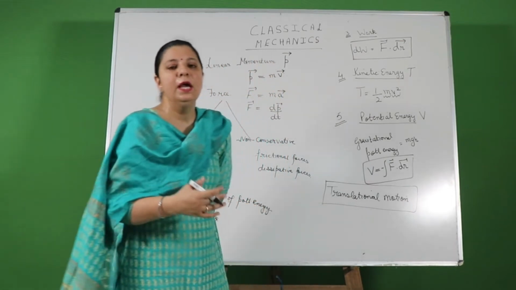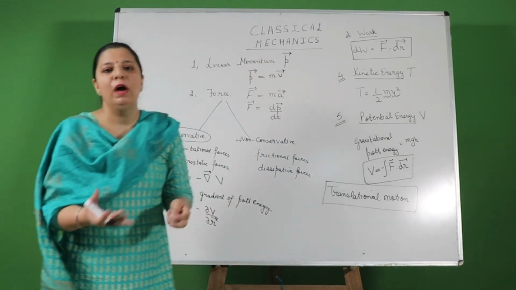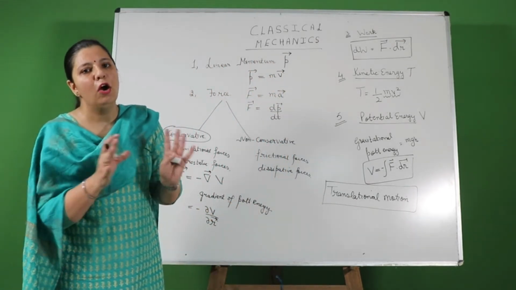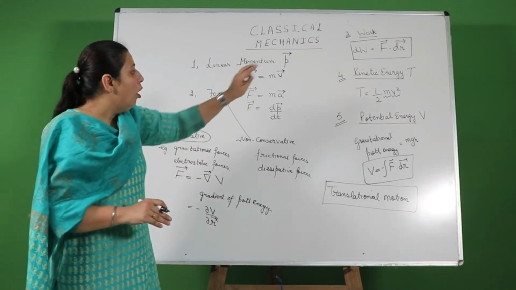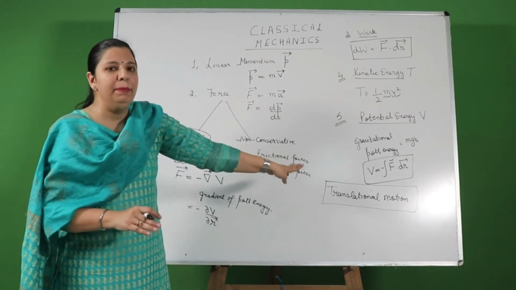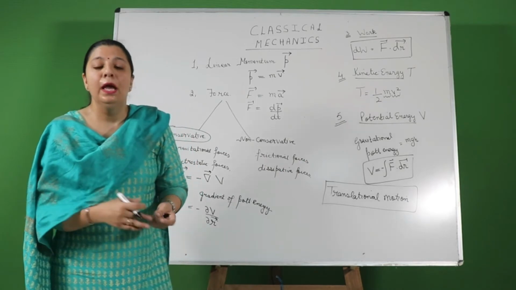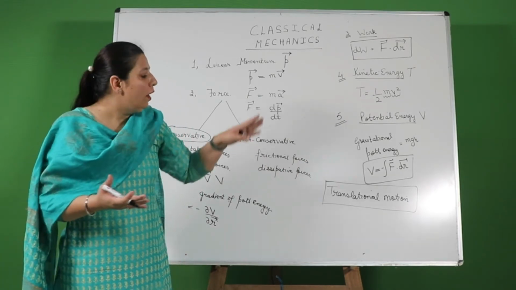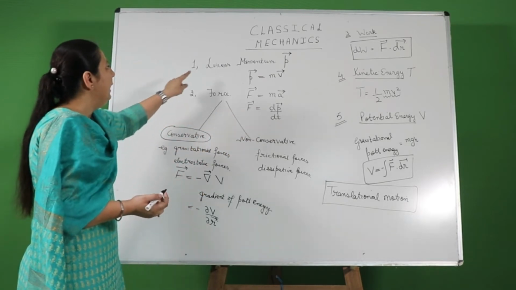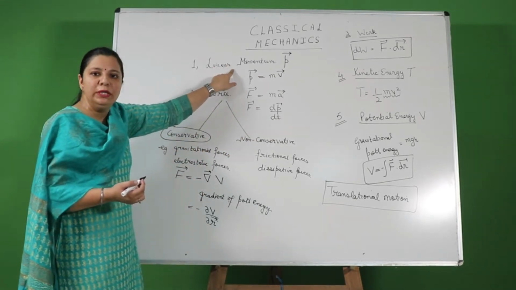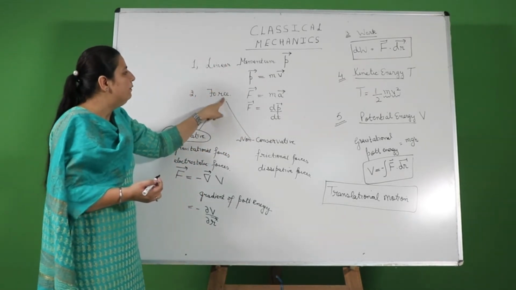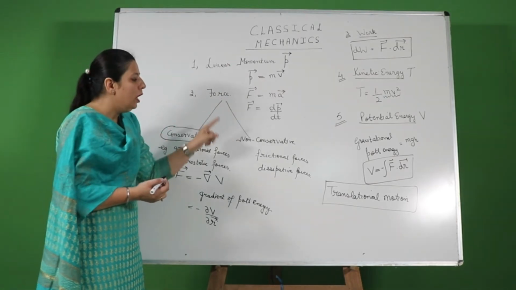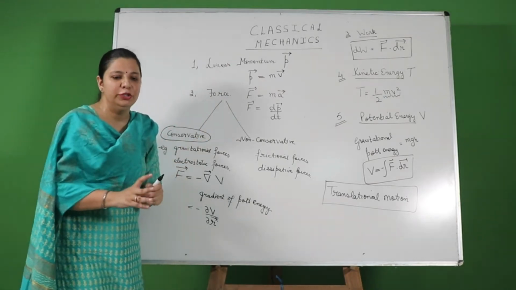Translational motion means when a particle is moving in 1, 2 or 3 dimensions along a curve. All these quantities are limited to translational motion. But what will happen when the body starts rotating? For that case, we have to take a quantity which will be similar to the linear momentum, and a quantity which will be similar to the force. So now let's talk about the rotational motion quantities.